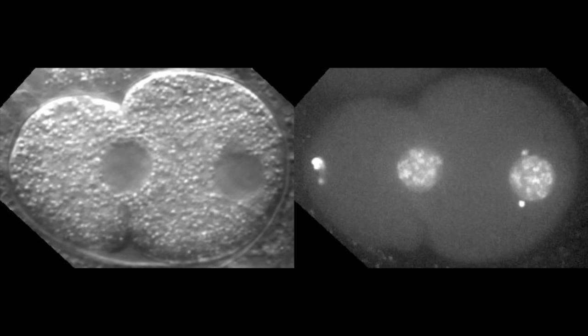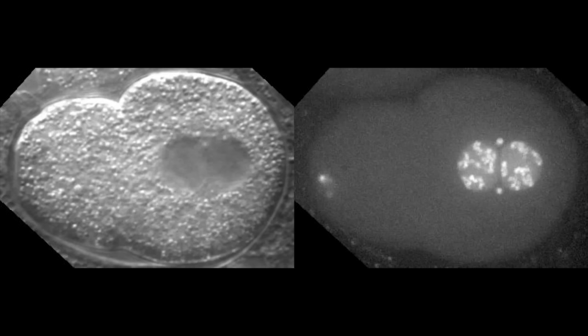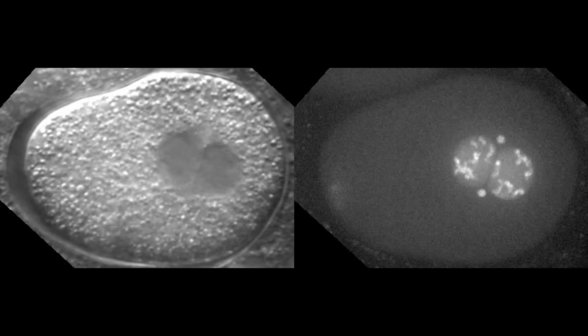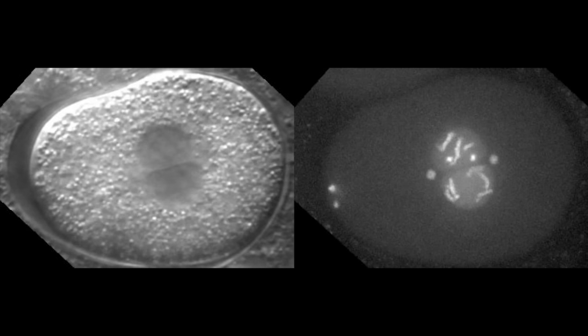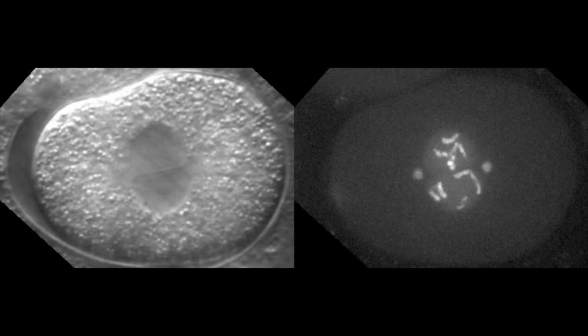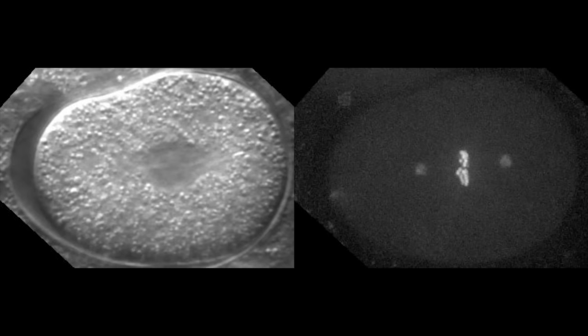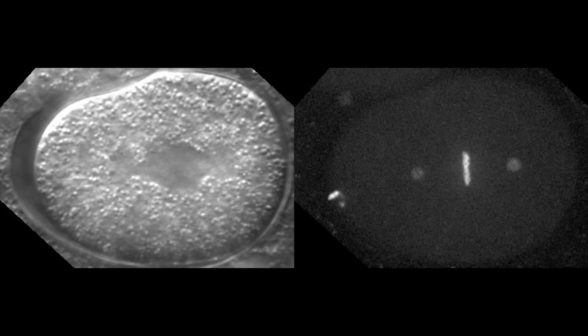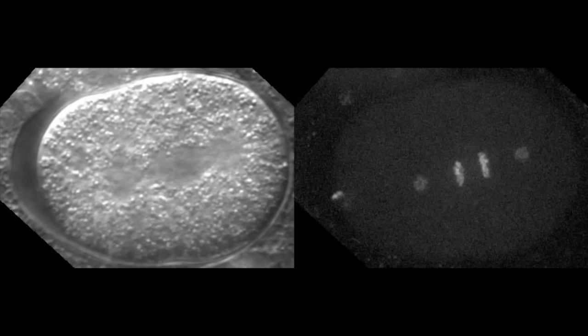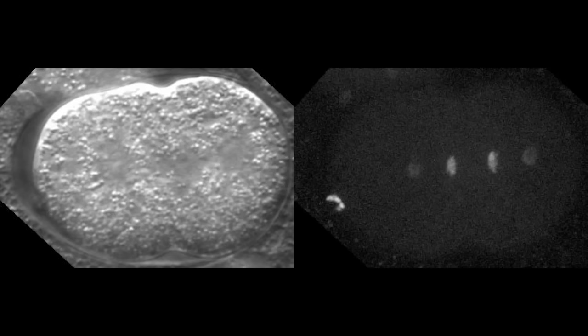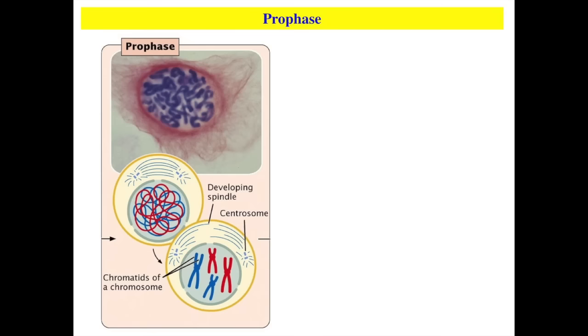The nuclei come together, the chromosomes are condensing, the nuclear envelope is breaking down. You see the chromosomes come together on the metaphase plate. They separate during anaphase, telophase, and we have cytokinesis that is beginning to occur there. So let's go through these steps of mitosis one by one.